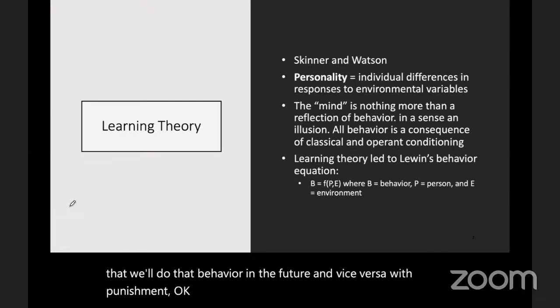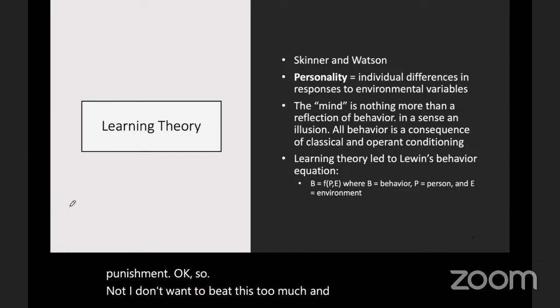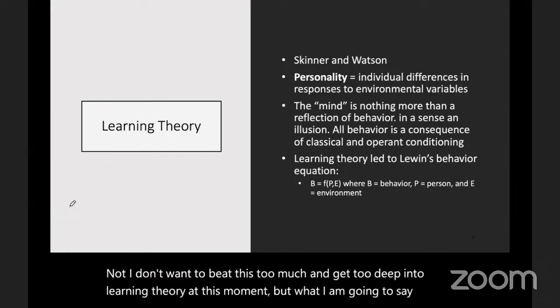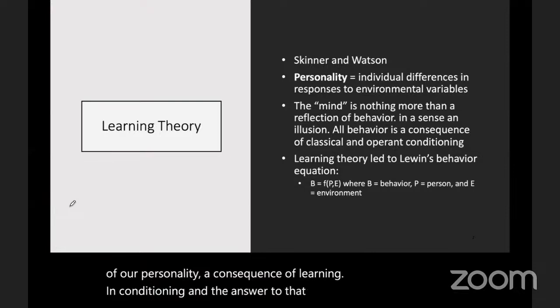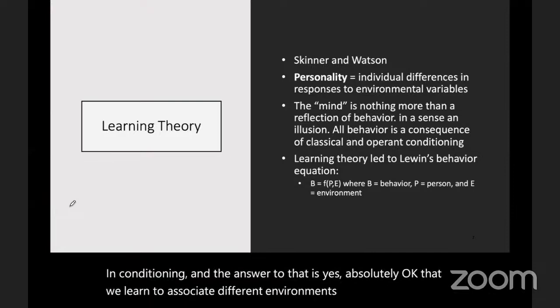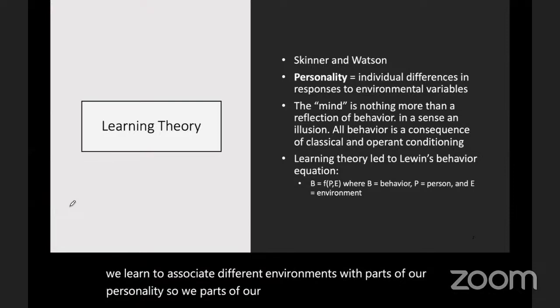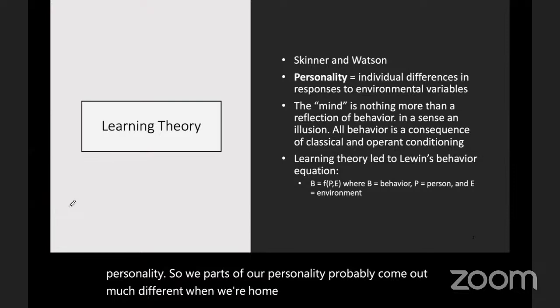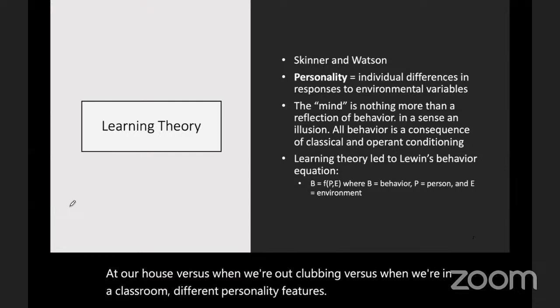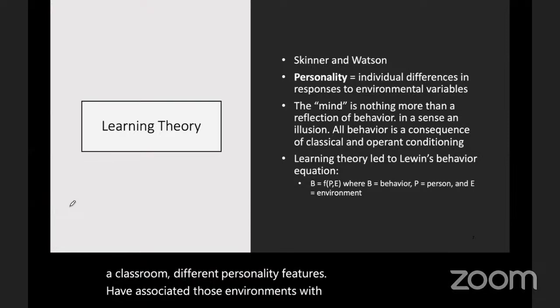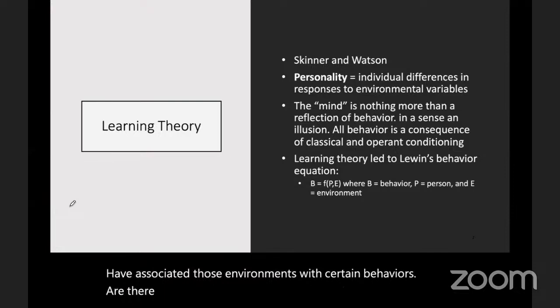So I don't want to beat this too much and get too deep into learning theory at this moment, but what I am going to say is: is part of our personality a consequence of learning and conditioning? The answer to that is yes, absolutely. We learn to associate different environments with parts of our personality. So parts of our personality probably come out much differently when we're home alone at our house versus when we're out clubbing versus when we're in a classroom. Different personality features have associated those environments with certain behaviors. Are they products of reward and punishment? And again, the answer is absolutely yes.